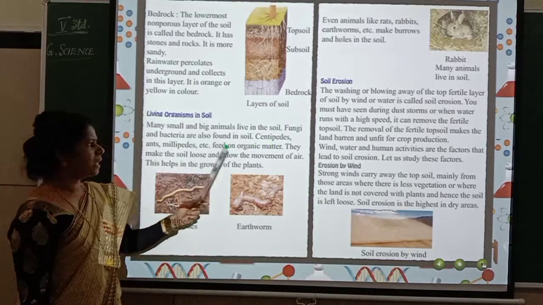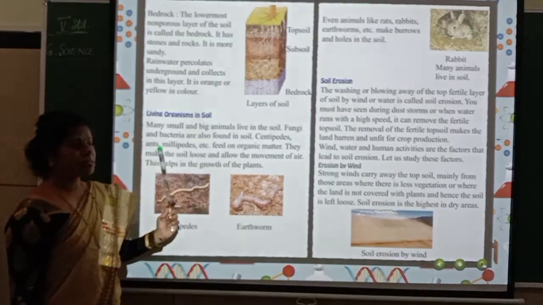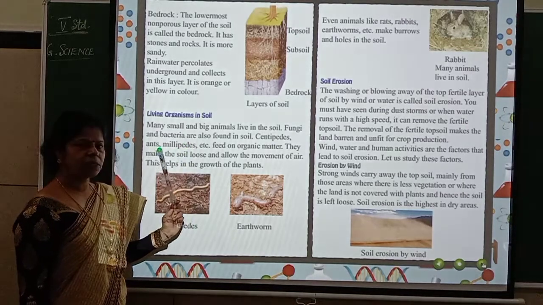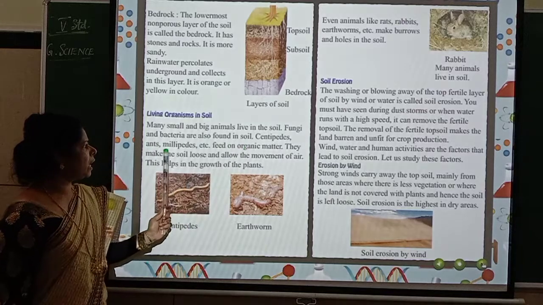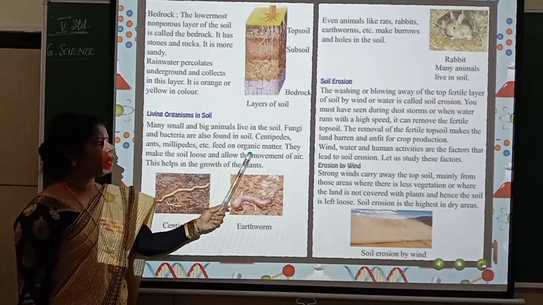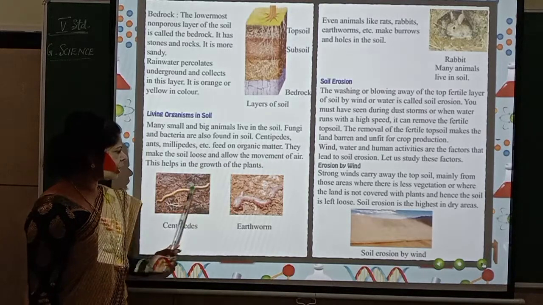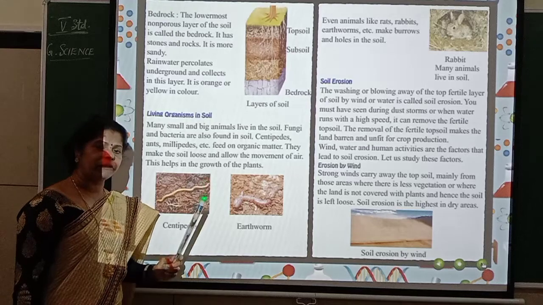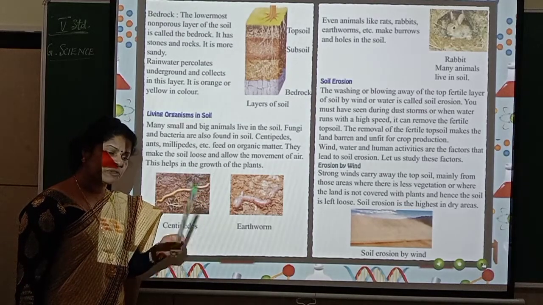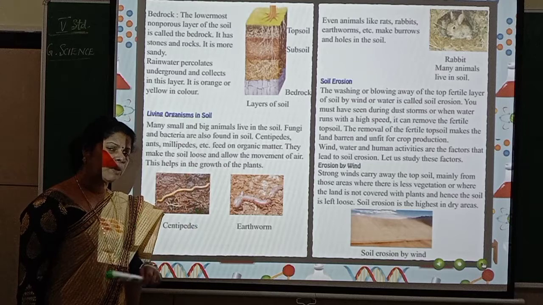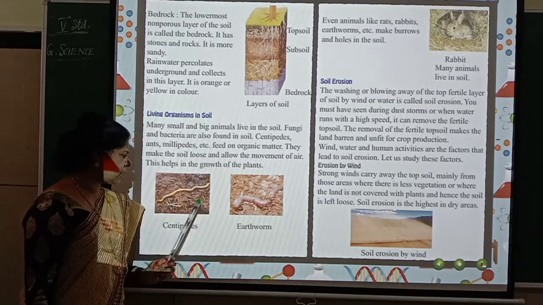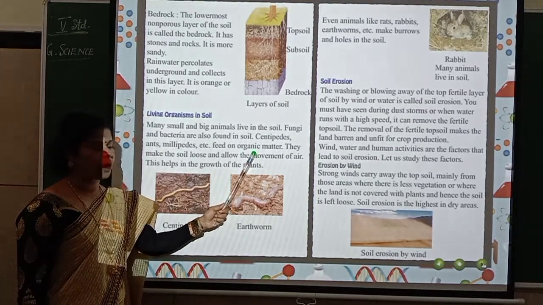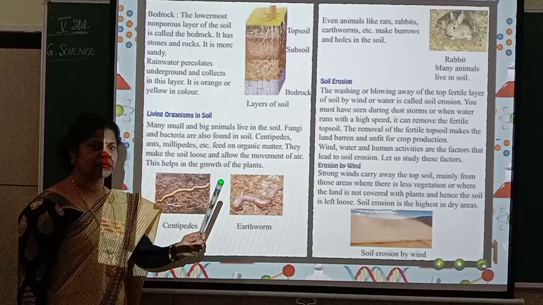Centipedes, ants, millipedes, and so on feed on organic matter. So what do these organisms do? They are all depending on what? The organic matter. Organic matter from where did you get it? The plant and animal products which are found in the soil. They are going to form the organic matter. And these organisms, the centipedes and earthworms and all, are depending on this organic matter got from plant and animal products.